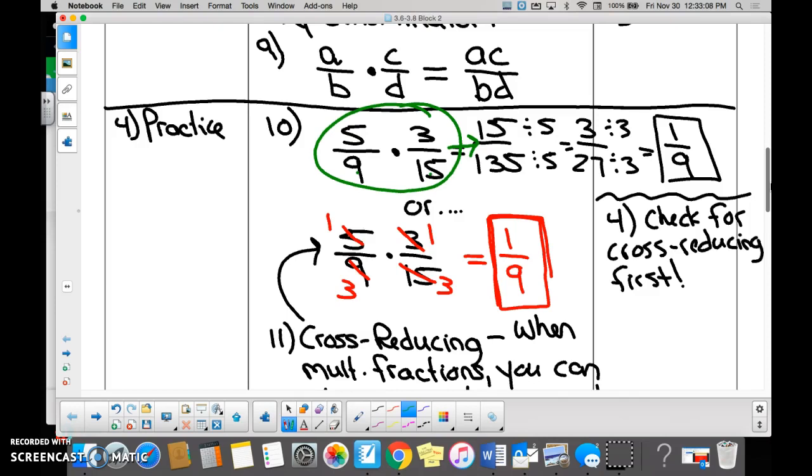But 15 over 135 can be what? Reduced or simplified. So this is showing us dividing by a common multiple. We still can divide by a common multiple. You have to reduce it. We got our final answer of 1/9.